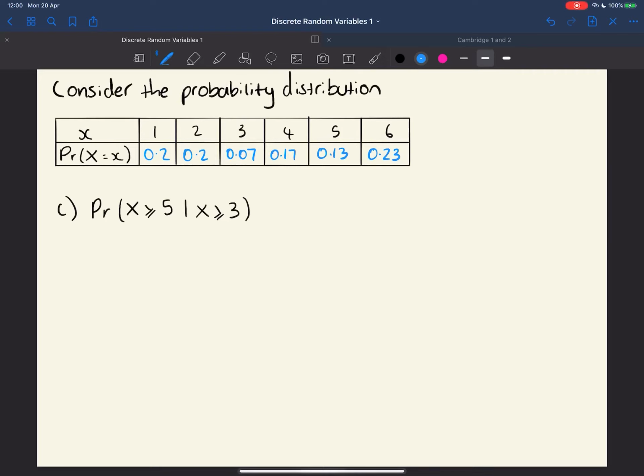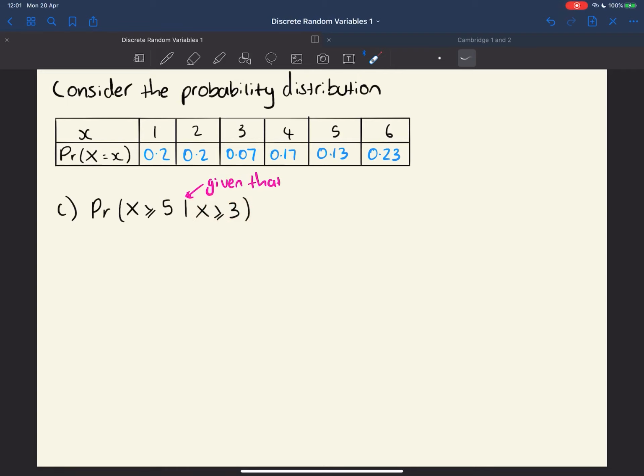Let's take a look at a particularly difficult scenario or example of probability distribution. The probability that our variable is larger than or equal to 5, given that our variable is larger than or equal to 3. This given that symbol, just a straight line, given that means that whatever you have afterwards, you divide this. So this will go on the bottom of a fraction, right?